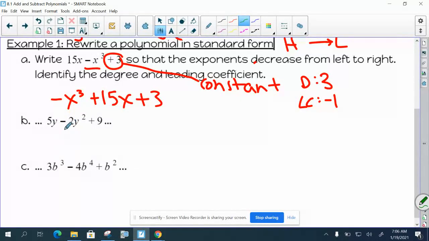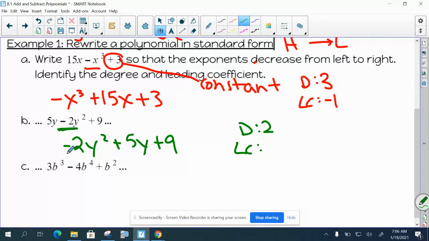All right, so let's do this one. This is a really similar problem. So we've got -2y squared is going to be first, and then we'll have the plus 5y, and then plus 9. So the degree is going to be 2 because it's y to the second. The leading coefficient would be -2.